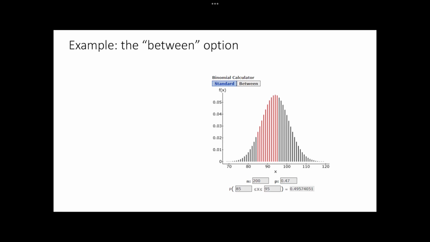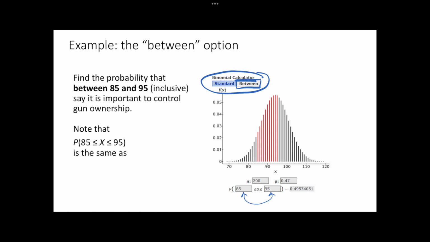What if I want the probability between two values? Well, up here in the top of the calculator, you can click on the between option, and it'll allow you to enter numbers between two numbers. So let's find the probability that we have between 85 and 95 inclusive, that means including the endpoints, that say it's important to control gun ownership. Well, again, I just enter N and P into the StatCrunch calculator, and I'm going to type in 85 for my lower bound and 95 for my upper bound.